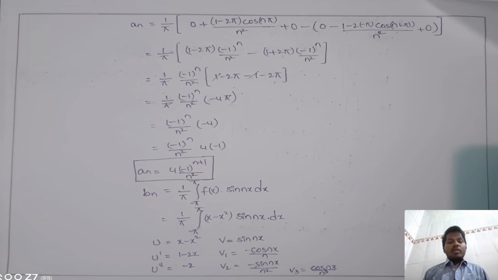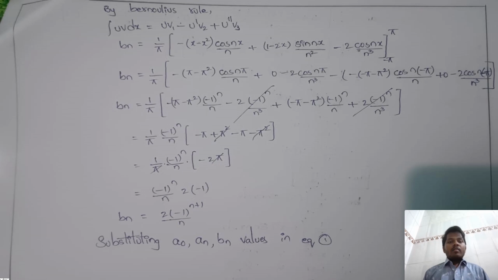U is equal to x minus x square, u dash is equal to 1 minus 2x, u double dash is equal to minus 2. In the same way, v value is integrated. V is equal to sin nx, v1 is equal to minus cos nx by n, v2 is equal to minus sin nx by n square, v3 is equal to cos nx by n cube. By Bernoulli's rule, integral uv dx is equal to uv1 minus u dash v2 plus u double dash v3.